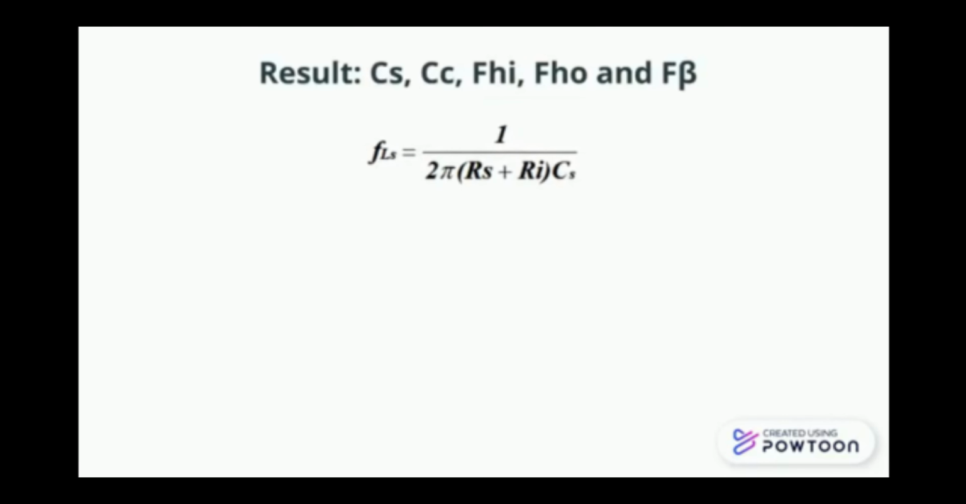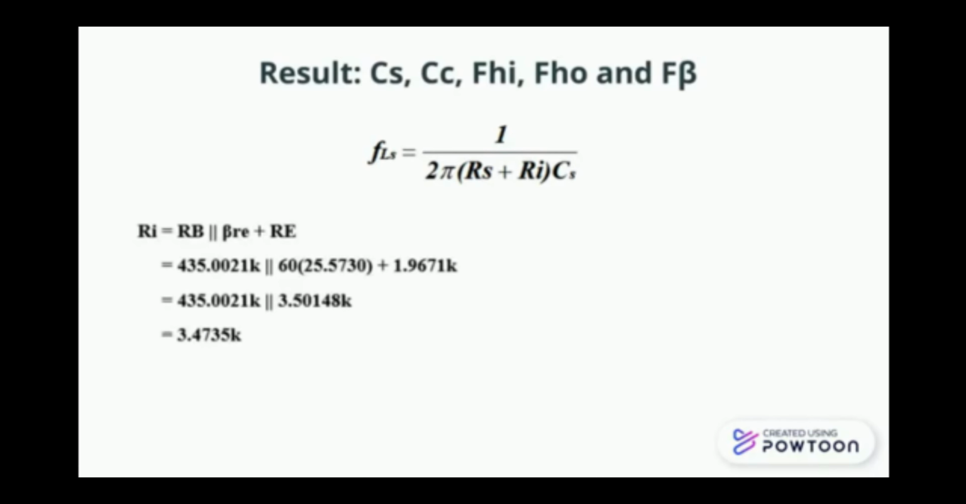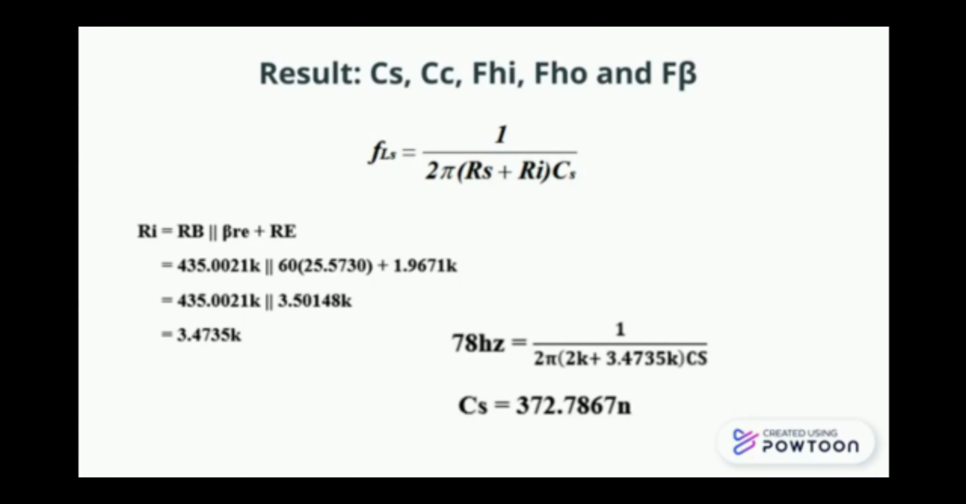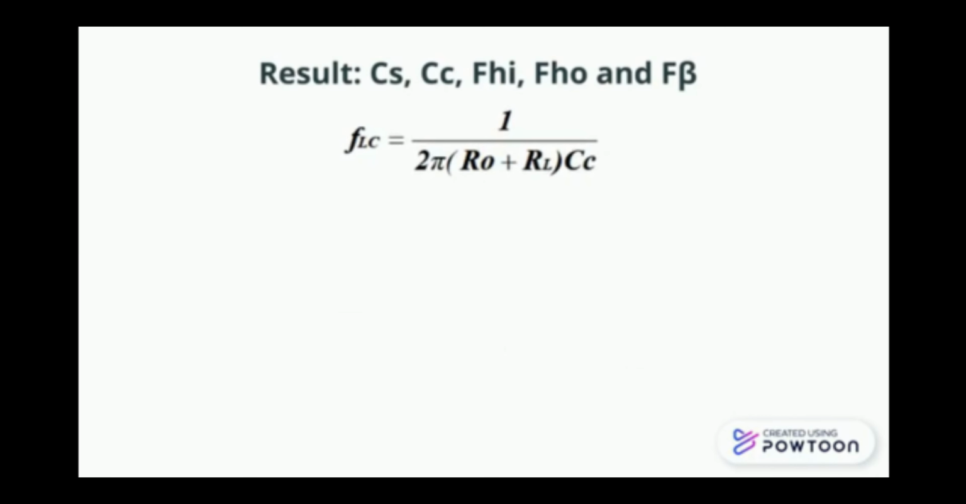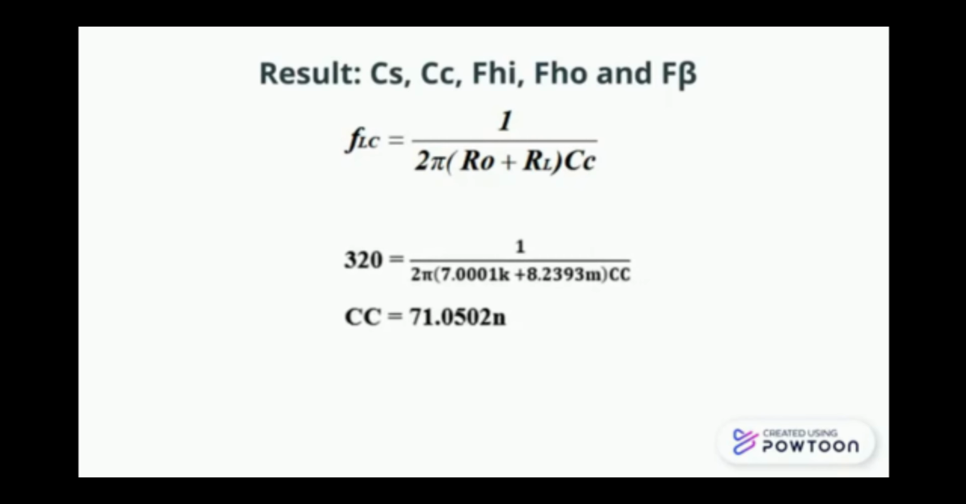This is how we get the CS. We use the formula FLS equal to 1 over 2 pi times RS plus RI times CS. For the RI, it is R beta in parallel with beta RE plus RE. After that, we swap the places of FLS and CS, and then we can get the CS. For the CC, we use the FLC formula, which is 1 over 2 pi times RO plus RL times CC. After that, we can get the CC, the coupling capacitor.